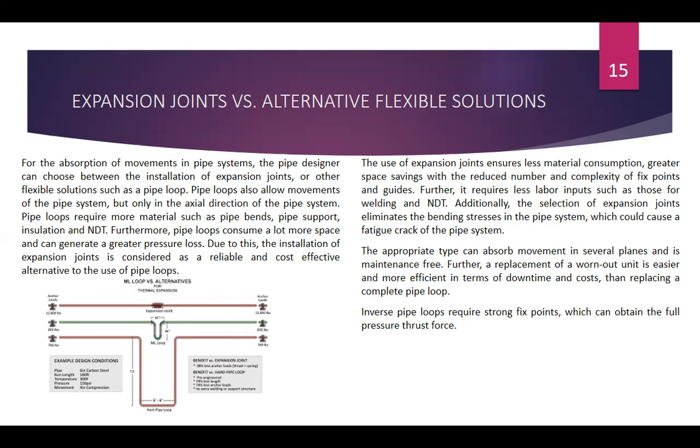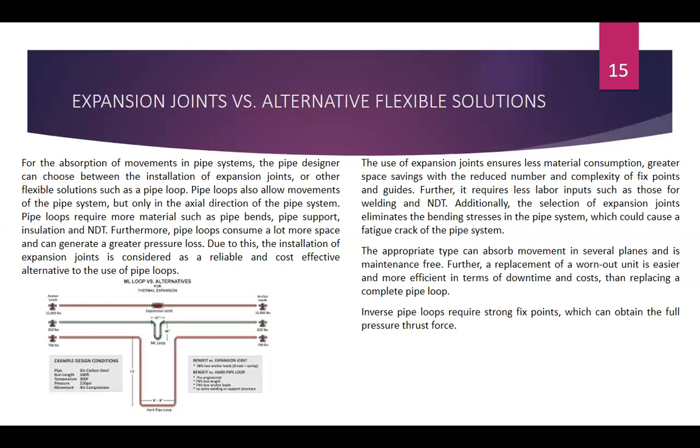Pipe loops require more materials such as pipe bends, pipe supports, insulation, and NDT. What's NDT? Non-destructive testing. Furthermore, pipe loops consume a lot more space and can generate greater pressure loss dahil sa mga bend. Di ba? Due to this, installation of expansion joints is considered a reliable and cost-effective alternative to the use of pipe loops. The use of expansion joints ensures less material consumption, greater space saving, with the reduced number and complexity of fixed points and guides.